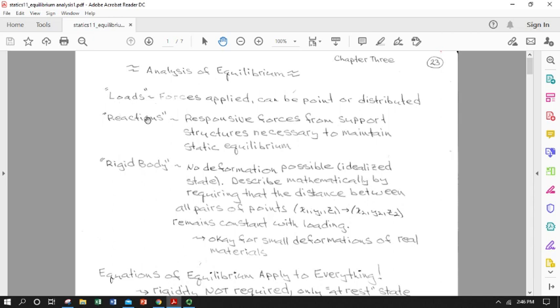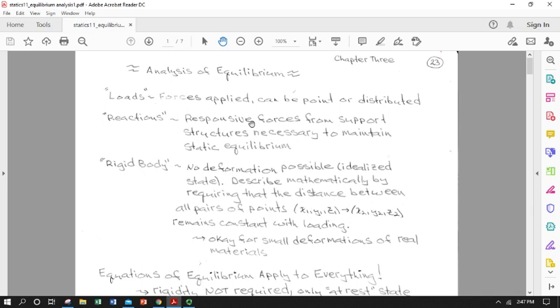We can have reactions. These are the responsive forces from support structures, maybe a substrate, the ground, that are necessary to maintain static equilibrium. For instance, if you stand on the ground, your weight is an applied distributed load that can be said to act at your center of mass. And the ground is reacting against your feet, pushing upwards vertically, and if you're not sinking into the ground, the reactive force, usually called the normal force, of the ground is equal to your weight.